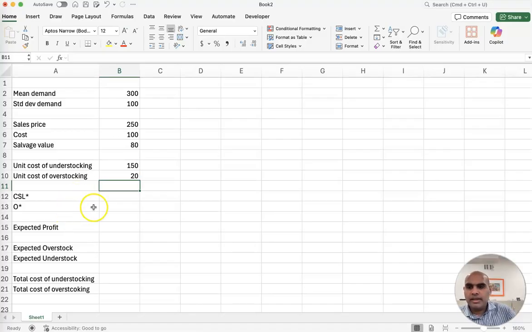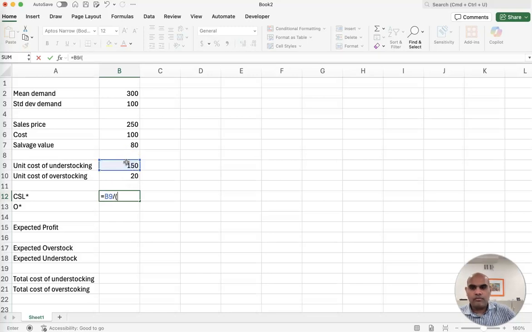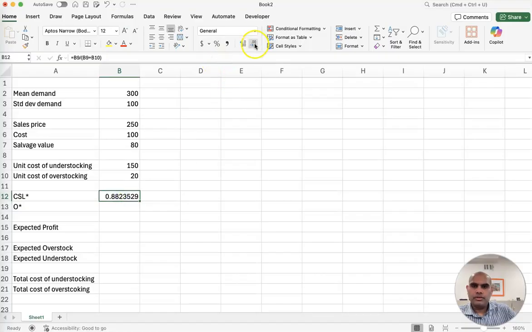Keep that in mind. The cycle service level is calculated as the cost of understocking divided by the sum of the cost of understocking and overstocking. That will turn out to be 0.8823. I'm going to bring it to 4 decimal places, 0.8824. That's your cycle service level, or 88.24% is your service level, which means that anytime during the season, if somebody shows up, there's an 88.24% probability that they will be able to find something available to buy.